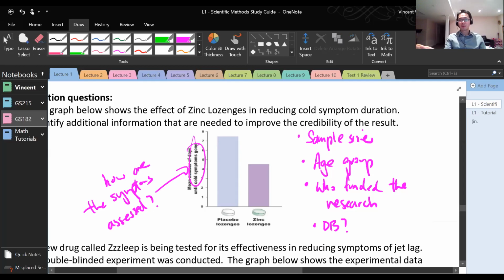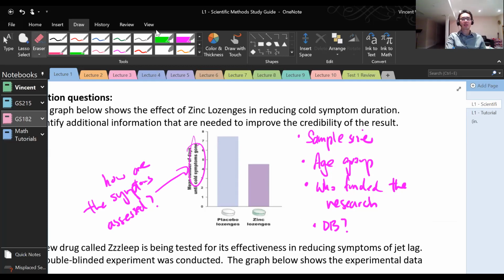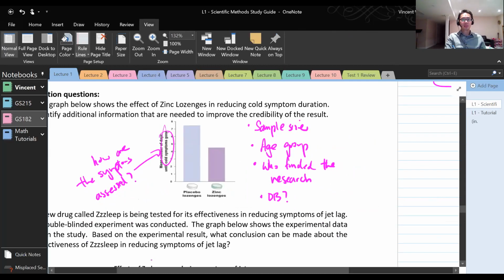Was it a self-reporting system? Did you have a doctor? Some people say the environment, same place. Did these people have the same kind of environmental exposure? You know, what's going on? So there are a lot of questions that you could ask to increase the credibility.